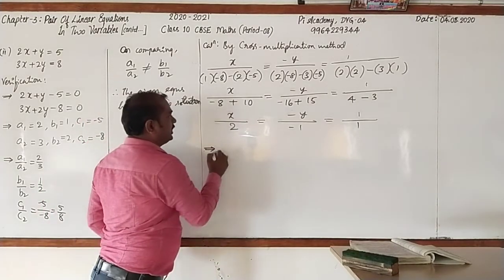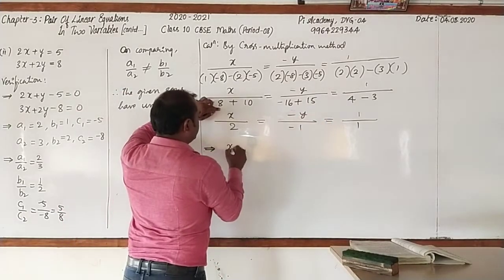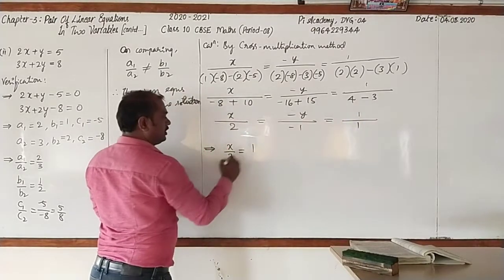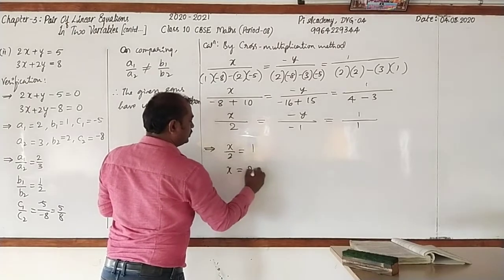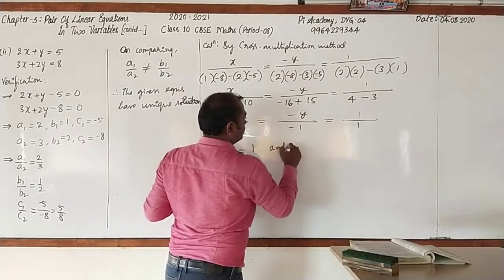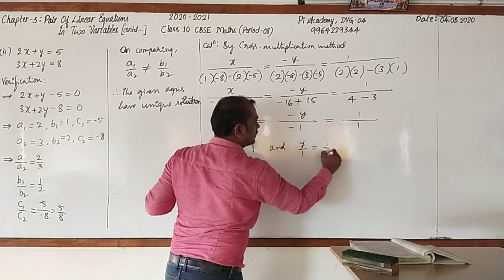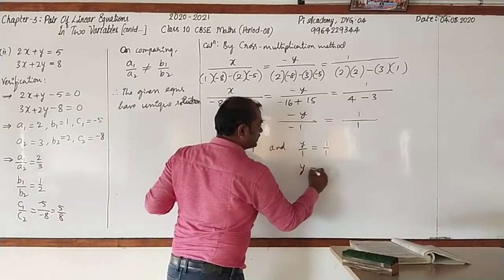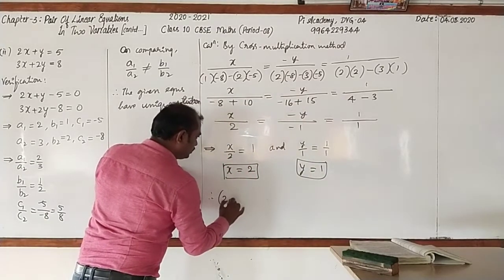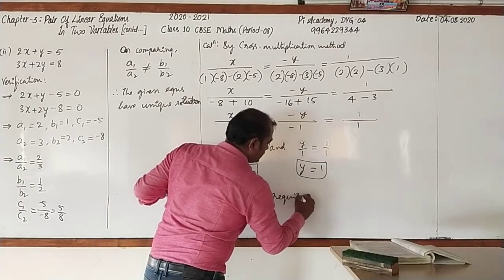You are going to find out the values of x and y. Hence, equate the x term to the constant, then the y term to the constant. First I'll write x by 2 equal to 1 by 1, which is nothing but 1. Cross multiply: x equals 2. We got the x value. Next, the y value. Here minus and minus get cancelled. y by 1 equals 1 by 1. On cross multiplying, y is equal to 1. Therefore, (2, 1) is the required solution.